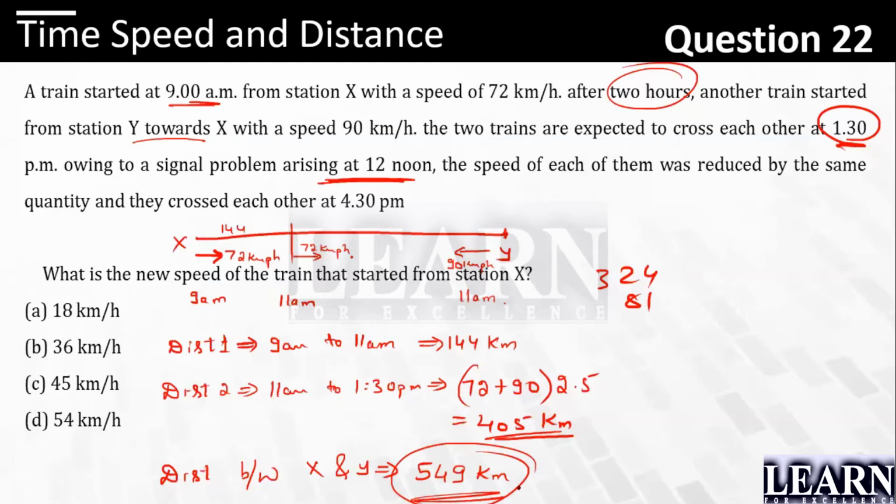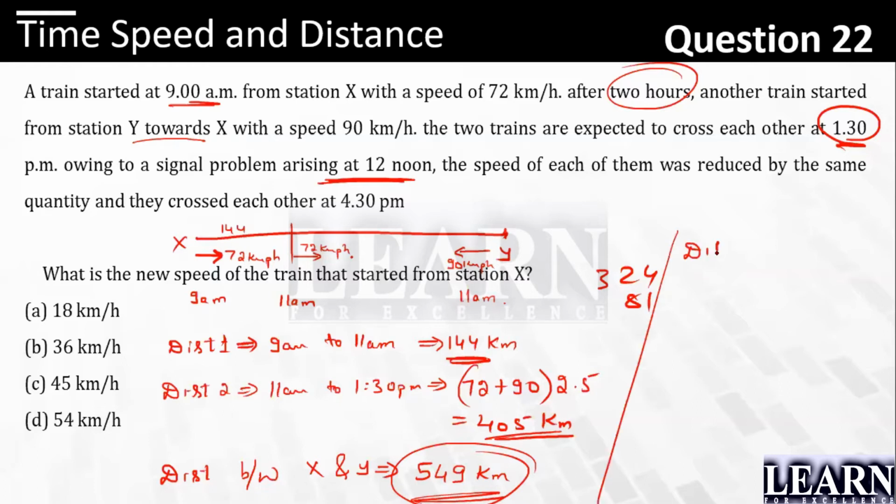Now what they have told, please understand this. They have told there was some problem at 12 noon. It means after traveling till 12 o'clock, there was no problem. After 12 o'clock, there was some problem. So what is the distance that was traveled till 12 o'clock? Till 11 o'clock, it was 144.